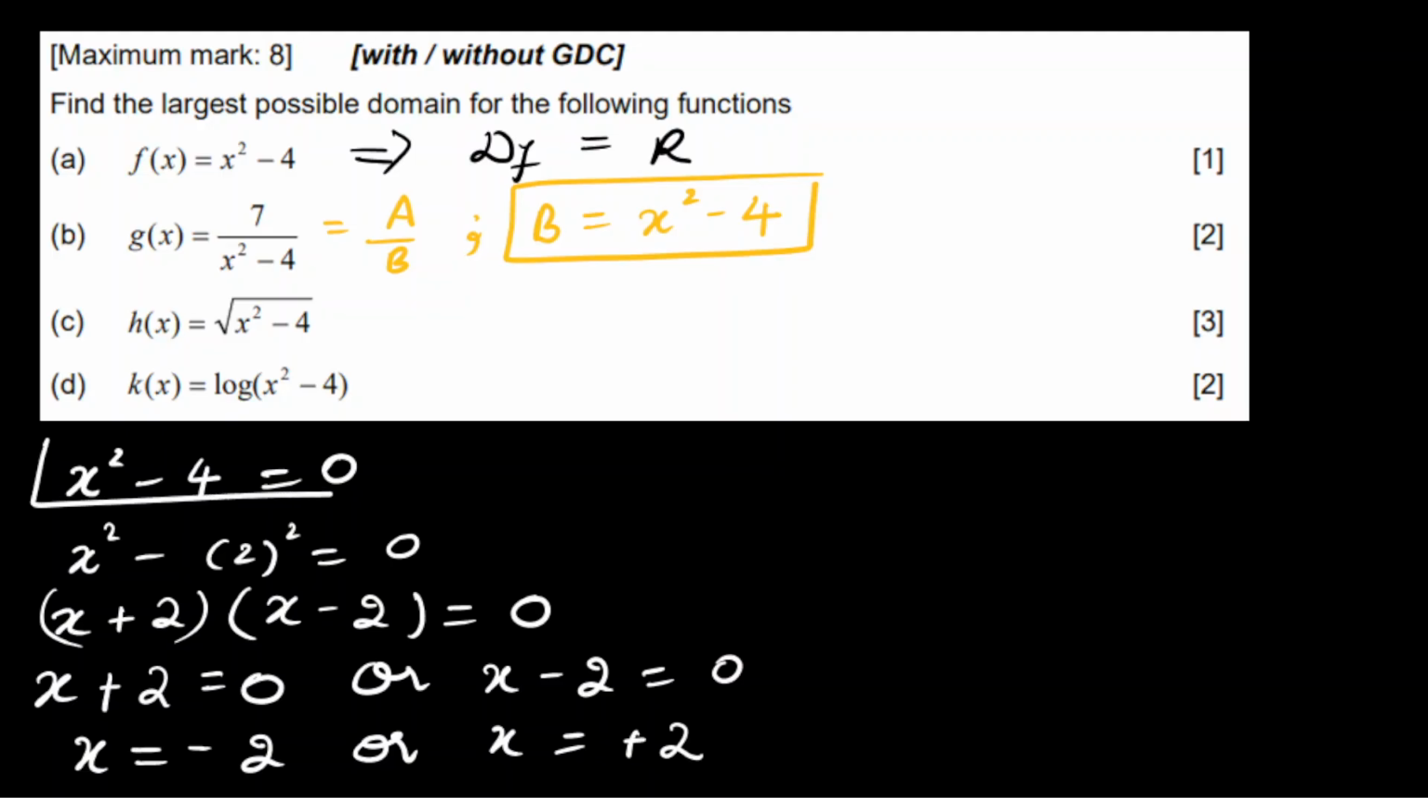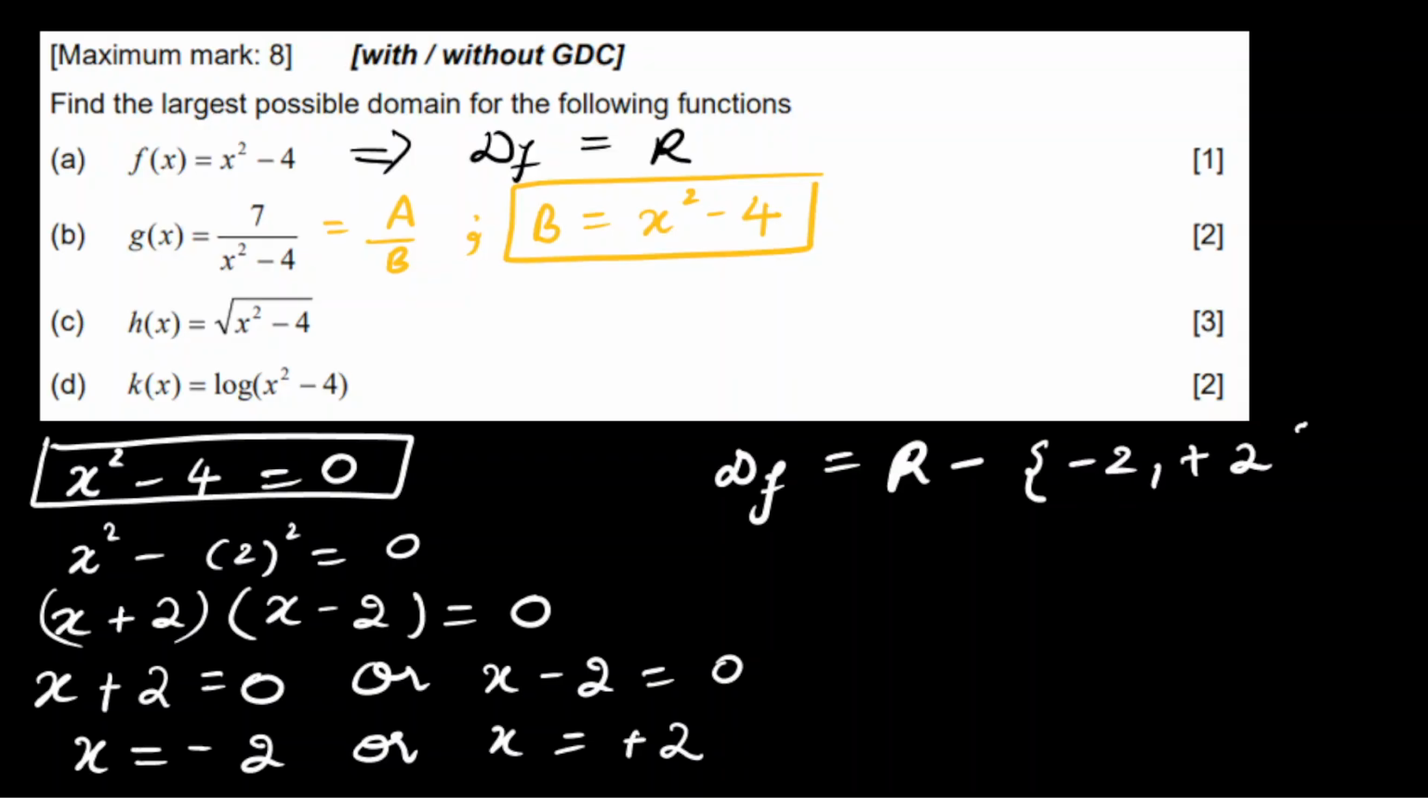This was a quadratic equation. More we will learn while doing quadratic functions, how to solve, so everything we can learn there. So now what is the domain of this function? The domain of this function is R minus the roots of b. Roots of b are what? Minus 2 and plus 2. So the domain of this one is R minus negative 2 and positive 2. This is the domain of the second function.